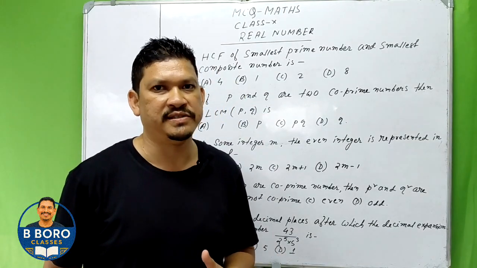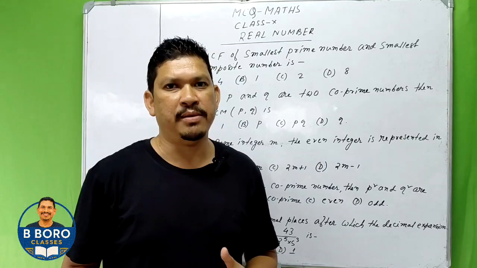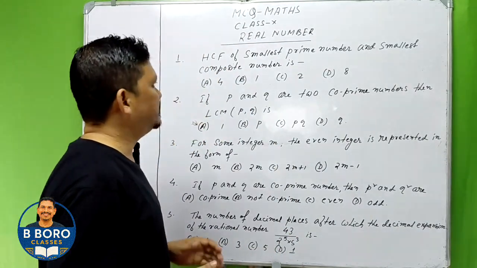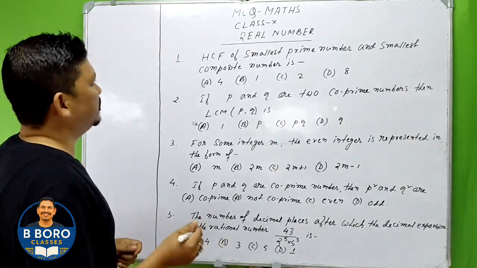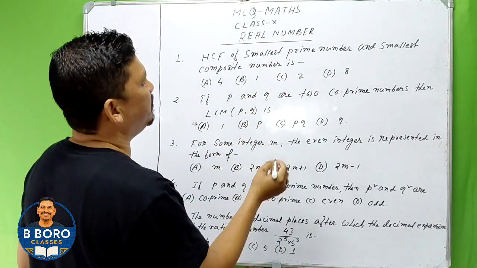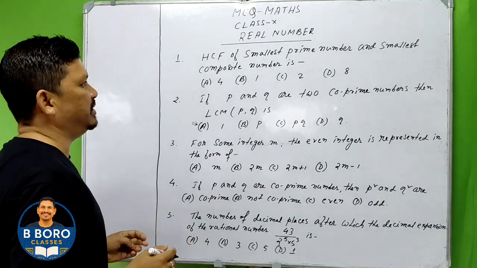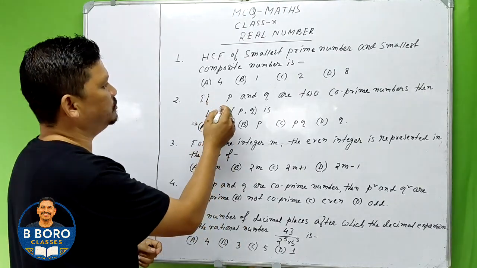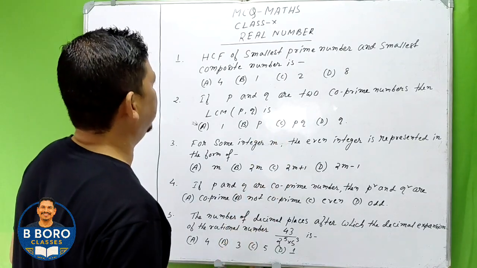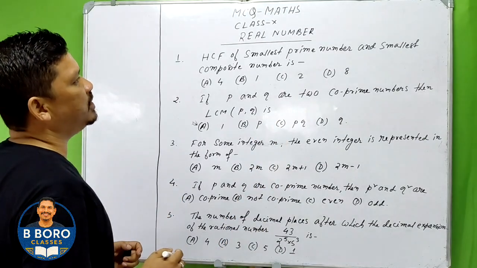Today we'll discuss class 10 maths, some important MCQ questions from the chapter Real Numbers. So let us start. What is question number 1? The question is: HCF of the smallest prime number and the smallest composite number is. We are given four options. Option A 4, option B 1, option C 2 and option D 8.